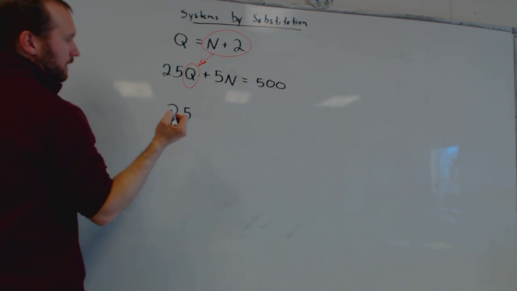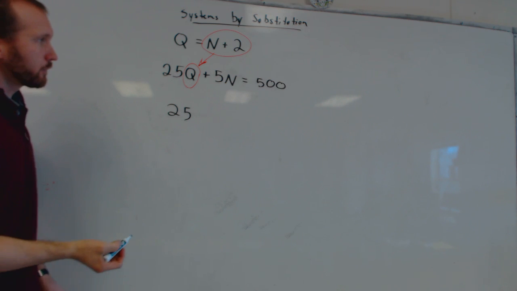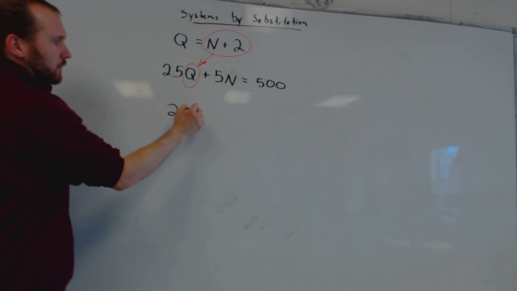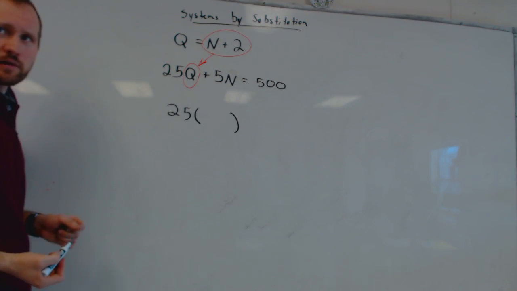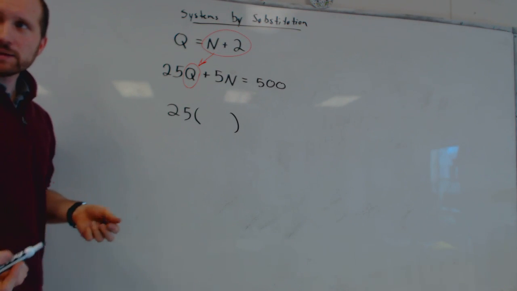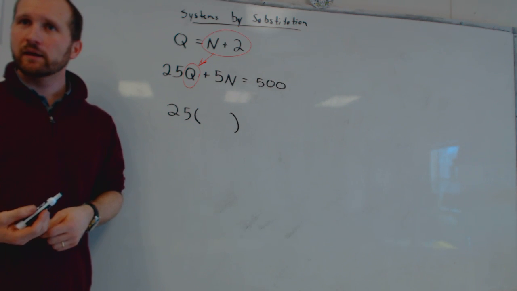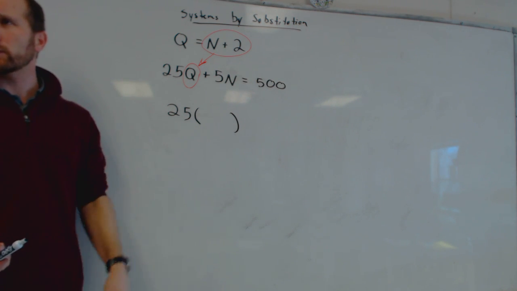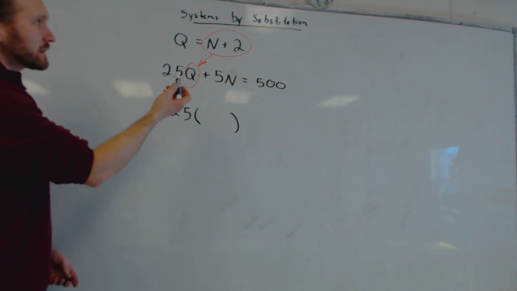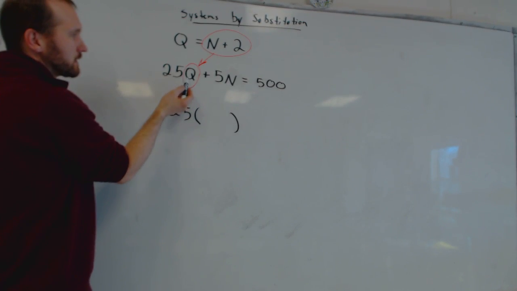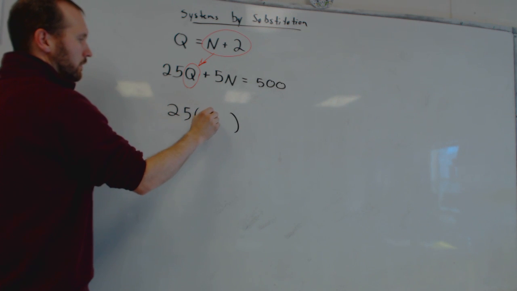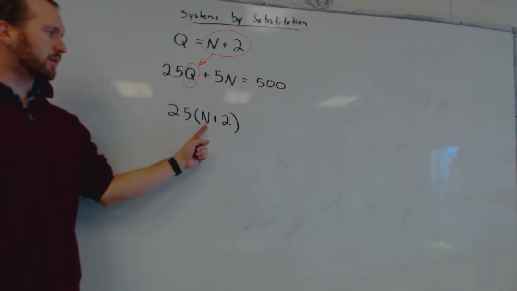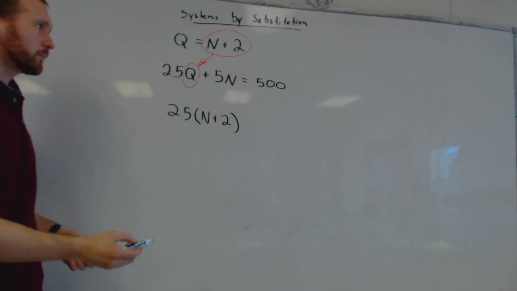That's a really important thing to do. I'm substituting something else for Q, so I put parentheses around it. Sometimes the parentheses won't do anything, but sometimes they will remind you, I need to do the distributive property. And in this case, we do need it because Q is n plus 2. So I'm going to have to do 25 times n and 25 times 2.